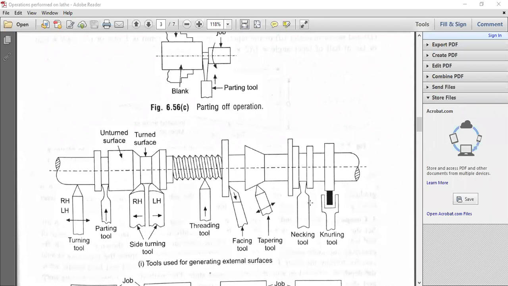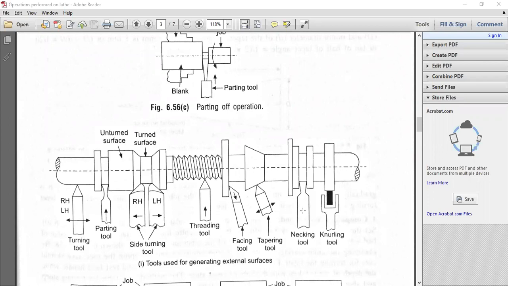And this is the necking tool. The necking tool is nothing but, as I already told you, different names are given. This is just like a grooving tool, where a reduced diameter is made for a shorter length. For a shorter length, you have the necking tool. And this is the knurling tool. That is the tool bit for the knurling.